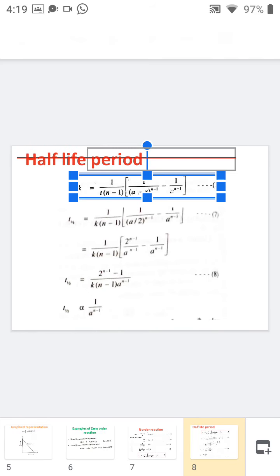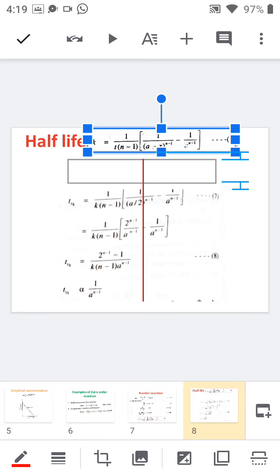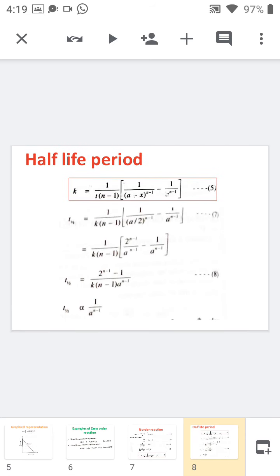Now we are moving into the half-life period. According to the half-life period, first of all we have to write the integrated rate expression for the nth order reaction. After that we have to substitute x is equal to a by 2. Then after rearrangement we can see that T half is equal to 2 to the power n minus 1, minus 1, divided by k into (n minus 1) into a to the power n minus 1. That means T half is inversely proportional to the initial concentration.